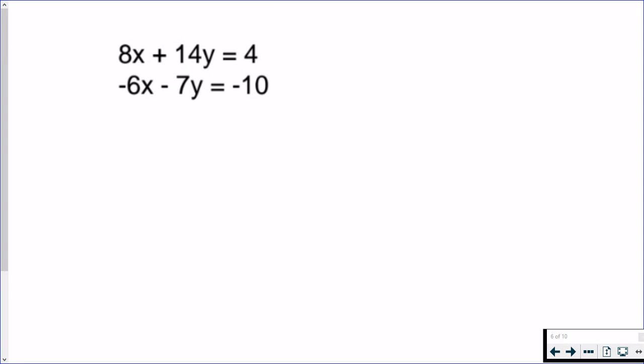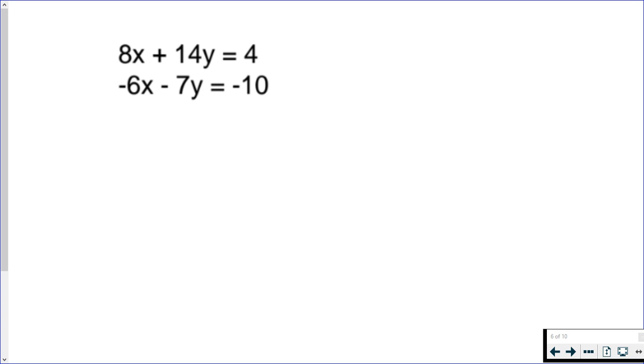My x's are lined up, my y's are lined up, my equal signs are lined up. However, if I were to add each of these columns, I'm not going to eliminate anything as of now. So you need to decide, do you want to eliminate the x's? Do you want to eliminate the y's? Which is going to be easier?